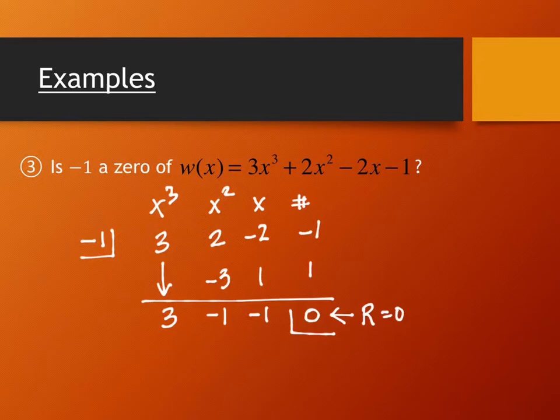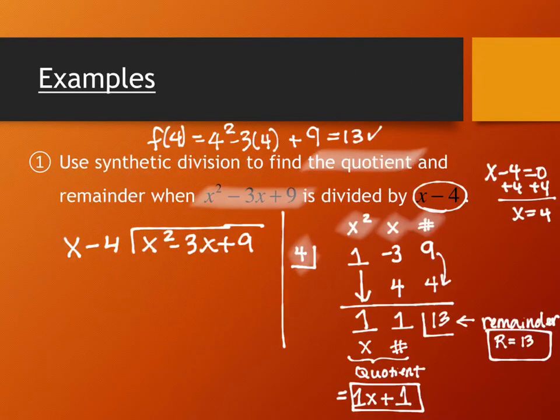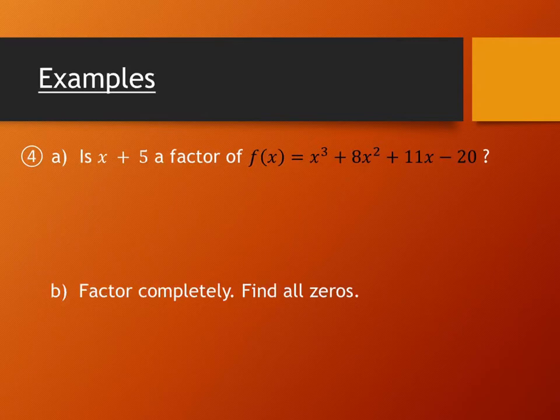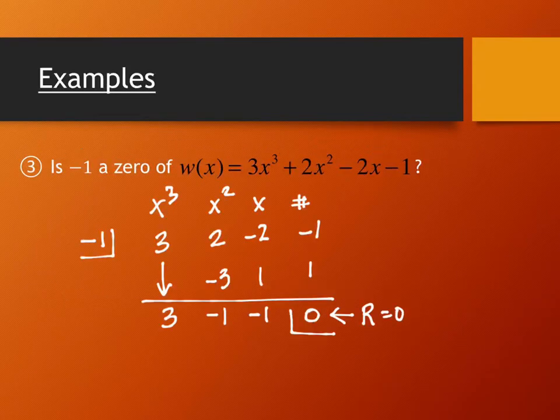Now, if you look back at the factor theorem that we did at the very beginning, it says x minus c is a factor of the polynomial if and only if c is a 0 of y equals p of x. C being a 0 means it has a remainder of 0. And that's what we just got. We got a remainder of 0. So is -1 a 0? Yes. The answer is yes, and all that work supports that answer.